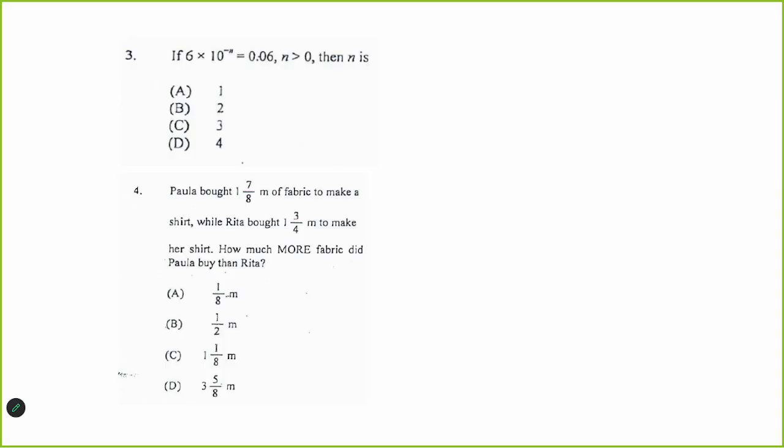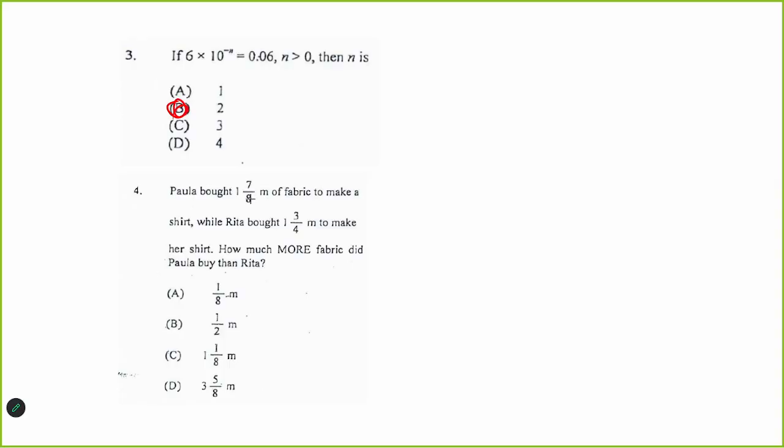This one here, 6 multiplied by 10 to the negative n is equal to 0.3. Right? How many places did we shift this? 1, 2, so the answer would be 2. N is more than 0, so n is 2.